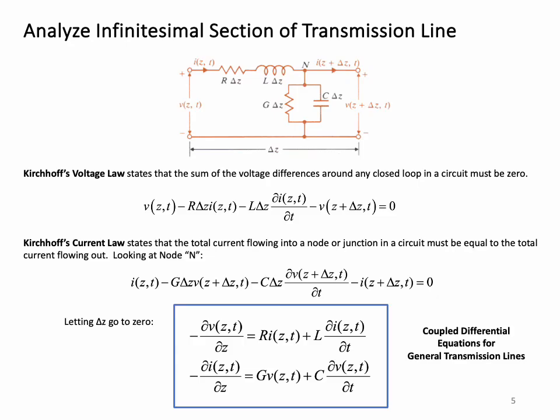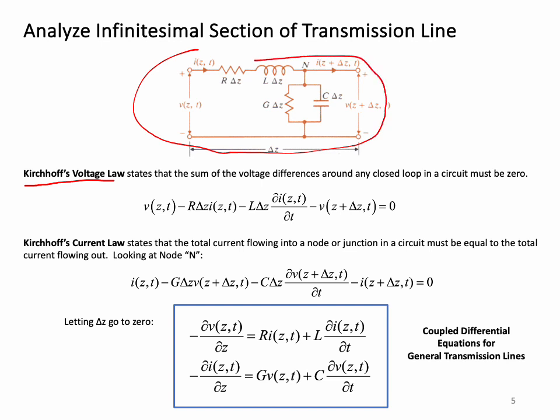The analysis of this circuit equivalent of a transmission line is actually straightforward. And this follows from applications of Kirchhoff's voltage and current laws. Kirchhoff's voltage law states that the sum of the voltage differences around any closed loop in a circuit must be zero. And this is the loop we're talking about.